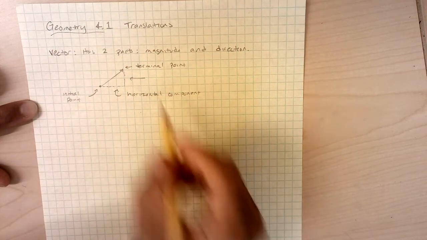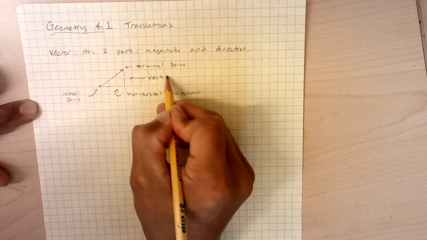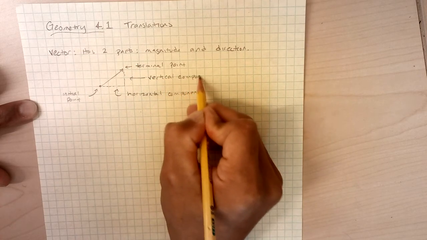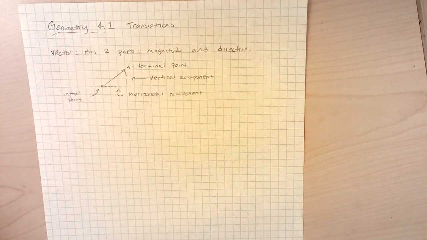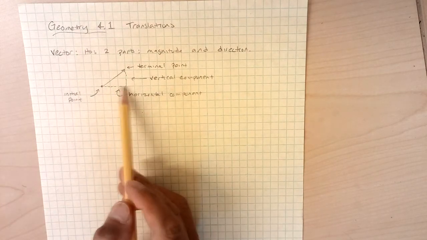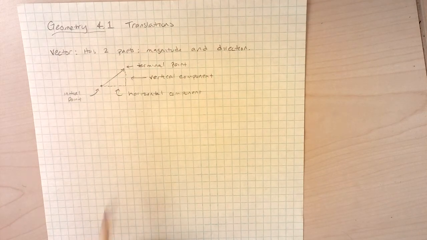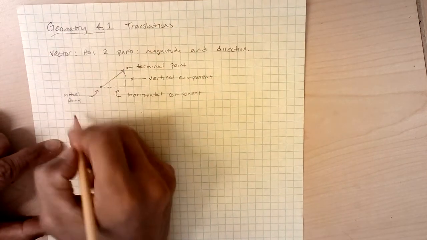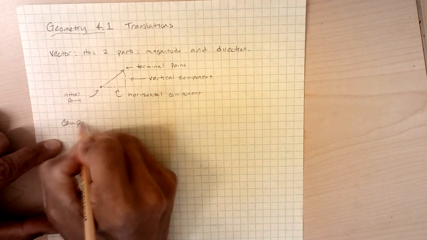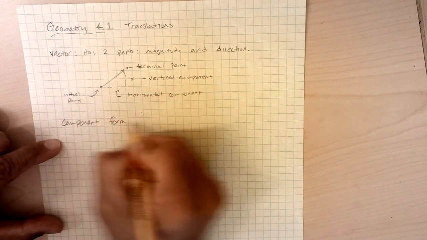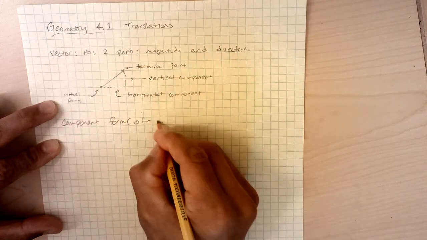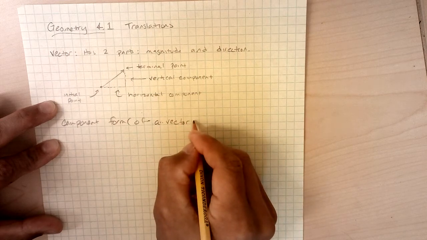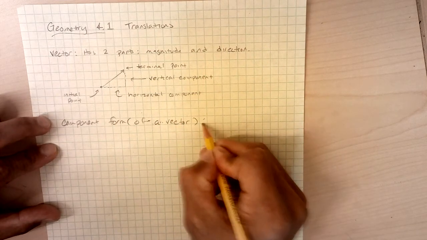The horizontal and vertical component make up a right angle. And in this case, the horizontal component is 3 units. The vertical component is 2 units because it's 3 to the right and then 2 spaces up. So one way that I could express this vector is what's known as component form. That's component form of a vector.